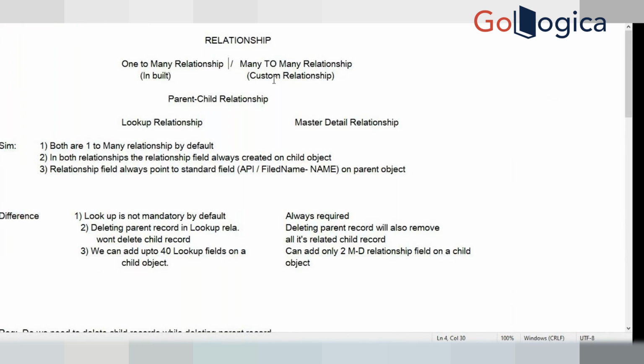And in order to build a many to many relationship, we need to use junction objects. So basically, to configure a many to many relationship, we take the help of a junction object. I'll show you practically how we set up a junction object and many to many relationship or one to many relationship. The relationships are always known as parent-child relationship.